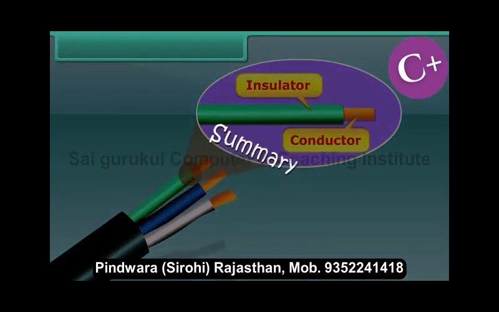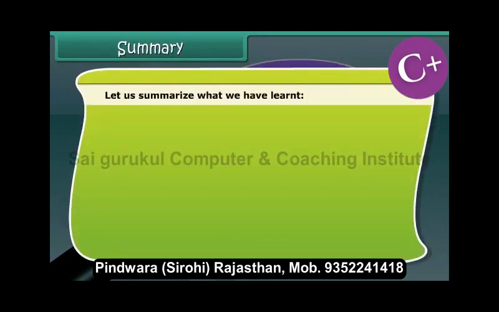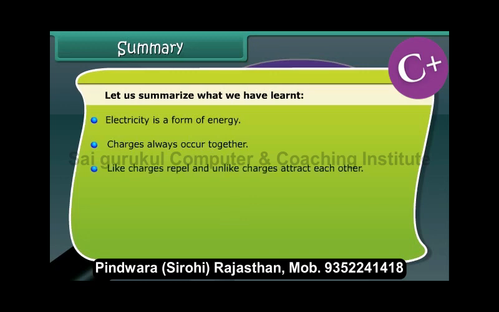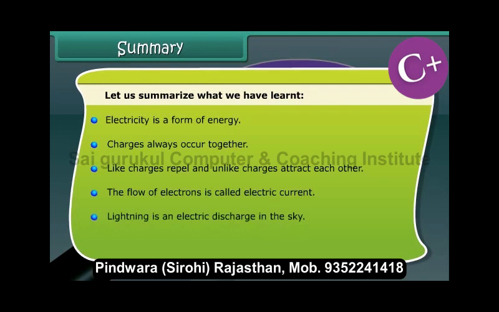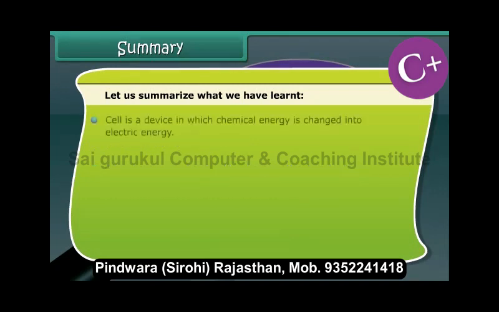Summary. Let us summarize what we have learned. Electricity is a form of energy. Charges always occur together. Like charges repel and unlike charges attract each other. The flow of electrons is called electric current. Lightning is an electric discharge in the sky. Cells are sources of electric current. A cell is a device in which chemical energy is changed into electric energy.